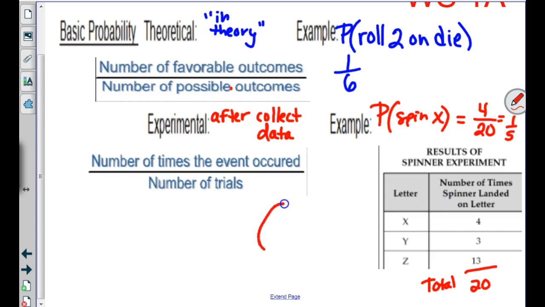Now, the spinner may look like this. And it may be that in theory, it's roughly 1/3 of the spinner has an X on it. But our experiment showed that 4 out of 20 times it actually landed on an X. Everybody understand the difference between theoretical and experimental? Okay. The only way you can ever calculate experimental is if I give you some kind of data to use.